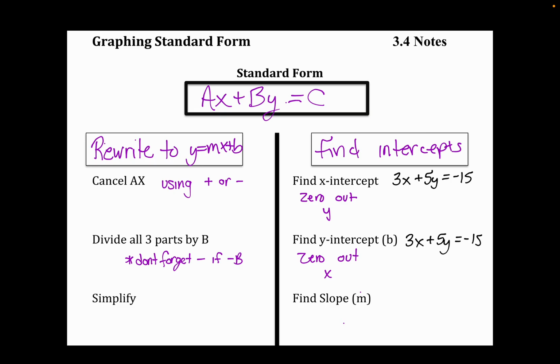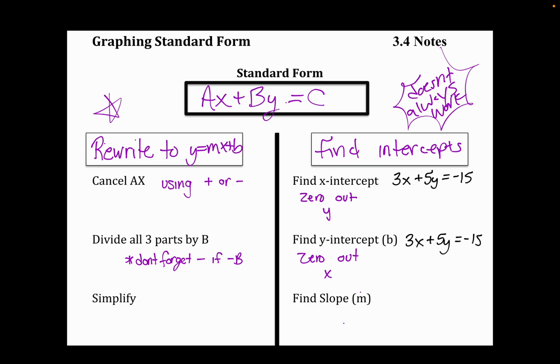First option is to rewrite it into the equation we like, y equals mx plus b. The second option only works sometimes. Okay, so I'm going to make a note, doesn't always work. The reason it doesn't always work to find x-intercepts or y-intercepts is because you don't always hit a whole number, okay? So this is going to be our go-to for every problem. Let's talk about what that looks like.